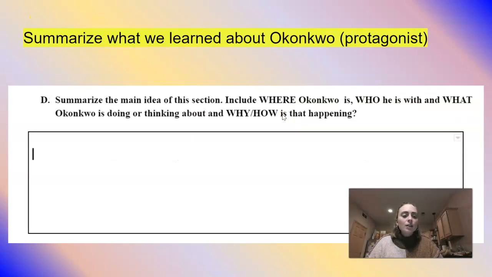The last thing for this first step is just to summarize the main idea of chapters 1 through 4. So this is for you to keep track of what's happening in this novel. I don't want you to write a ton, but just a couple main points of like, where is the main character in these chapters? What is he doing? Who is he with? Why is this happening? So this is, again, just to help you keep track of the plot as we read.